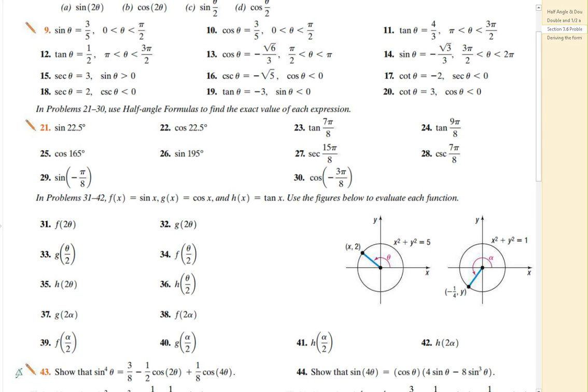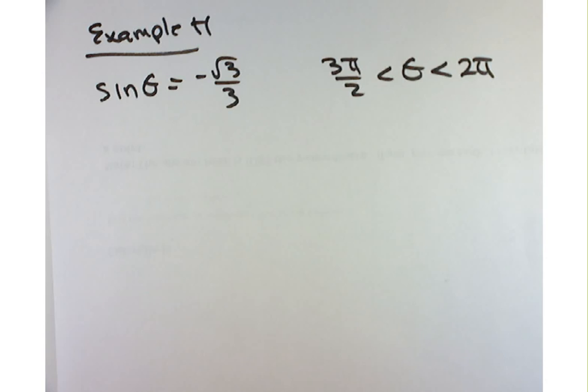So sine of theta is negative square root of 3 over 3, and theta is in the fourth quadrant. So that's what they're telling you with this information right here.